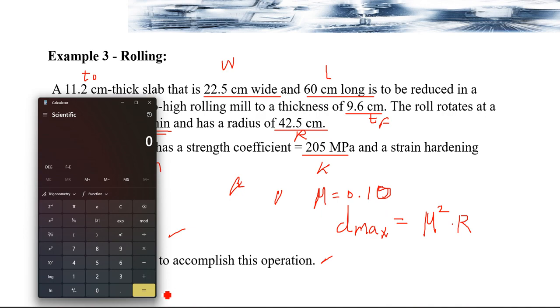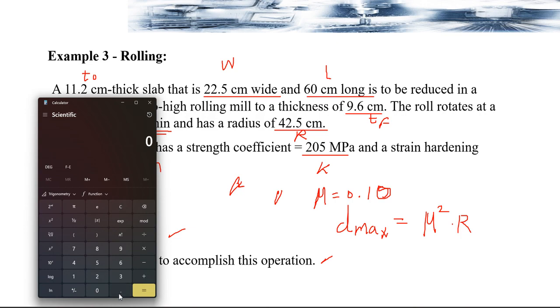So now let's check this one once again. It's going to be 0.1 squared times the 42.5, times 10, so we can have 4.2. Again, what's happening is that the metal has been slipping, so we need to make the value for the coefficient of friction higher, so there will be no slipping and we can pull the metal much easier through the process.